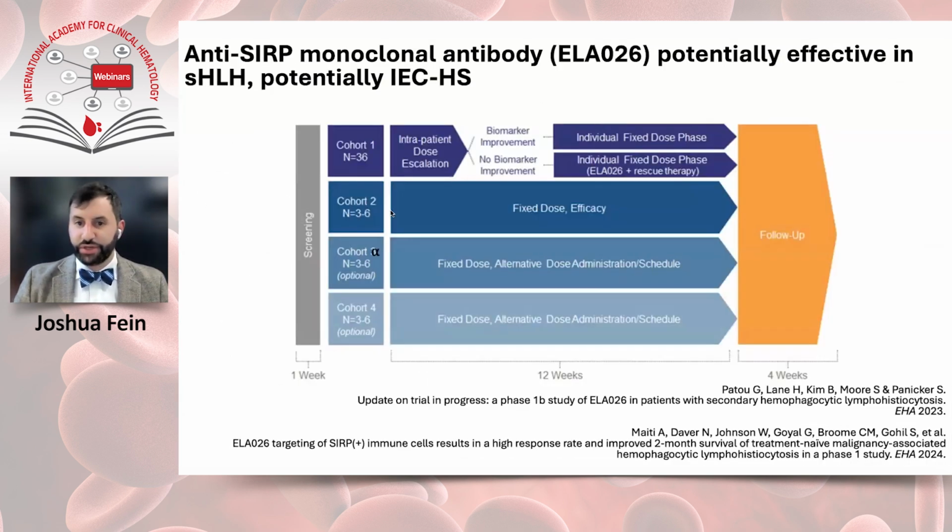And so can that be then translated clinically? Well, there's a group that's actually trying that. There's a phase 1 study that's using an anti-SIRP monoclonal antibody, ELA-026, which is thought to be potentially effective in secondary HLH. And in that setting, they've so far dosed the first and second cohort of this group, and seen a percentage of responses. Those responses only occurred in patients who were treatment naive. Patients who had been relapsed or refractory did not respond to this.